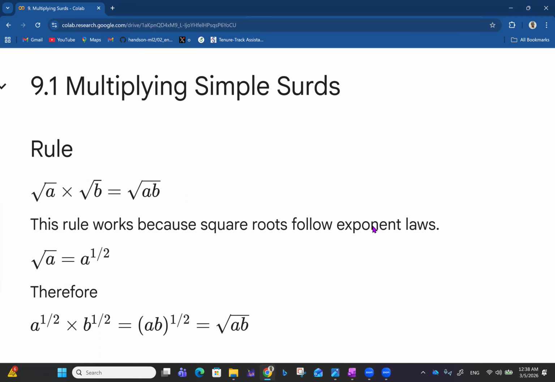This rule works because square roots follow exponent laws. For instance, the square root of a is a raised to the power half. Therefore, the square root of a times the square root of b is a raised to the power half times b raised to the power half. We know that if two numbers are raised to the same power, you can multiply the numbers first. So a to the half times b to the half is the same thing as a times b raised to the power half, which is the square root of ab. So that's why that works.